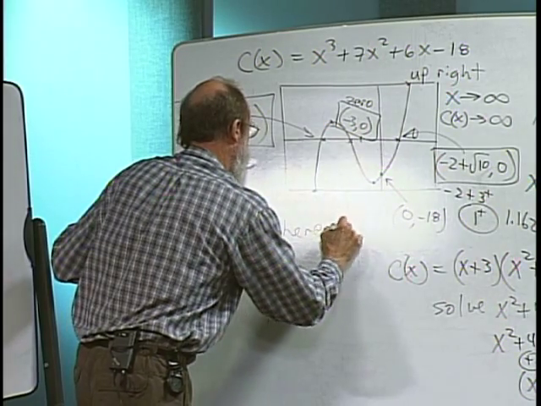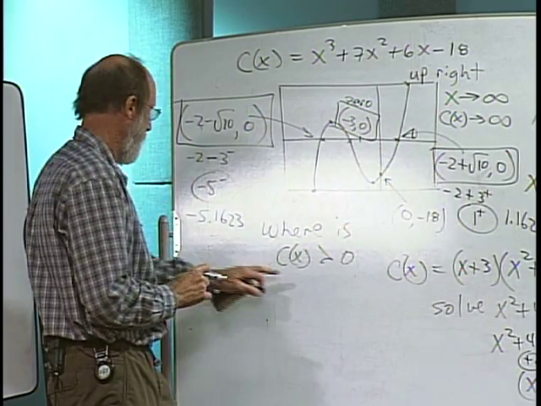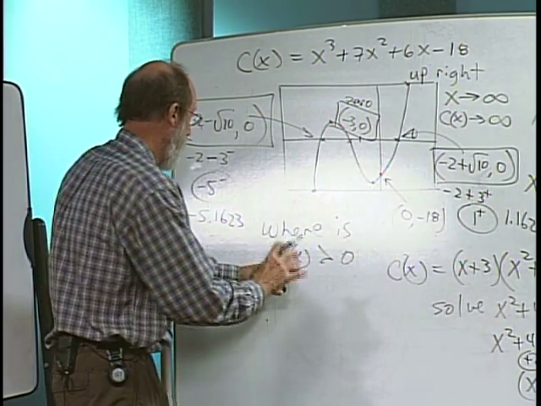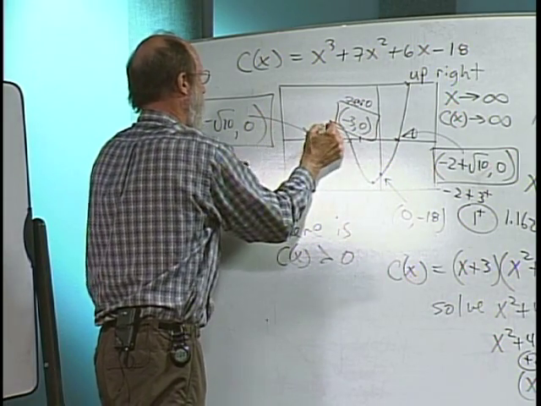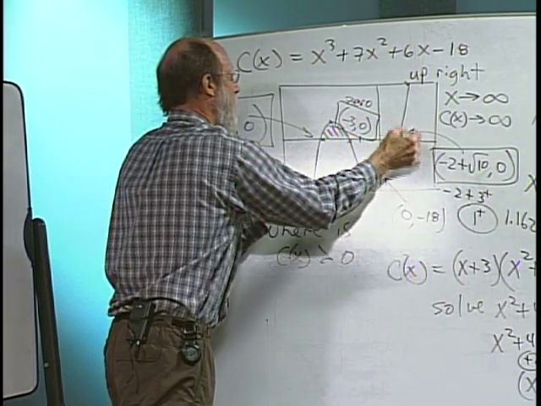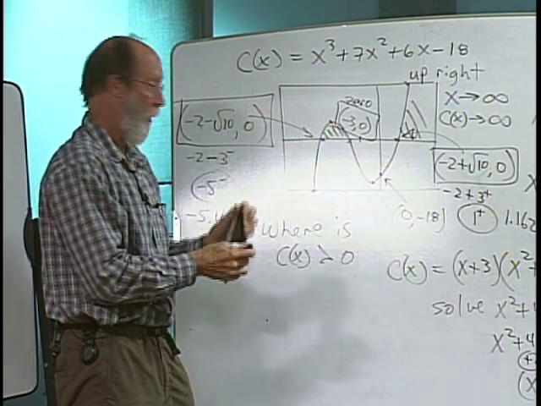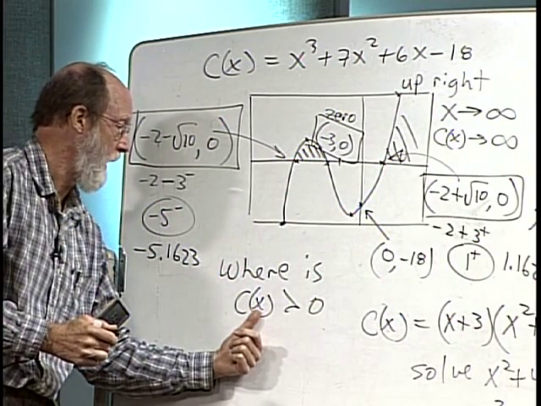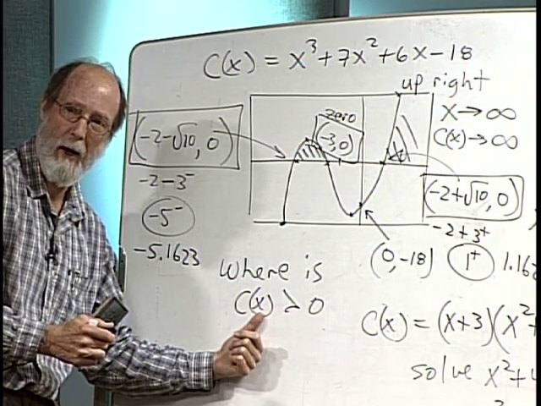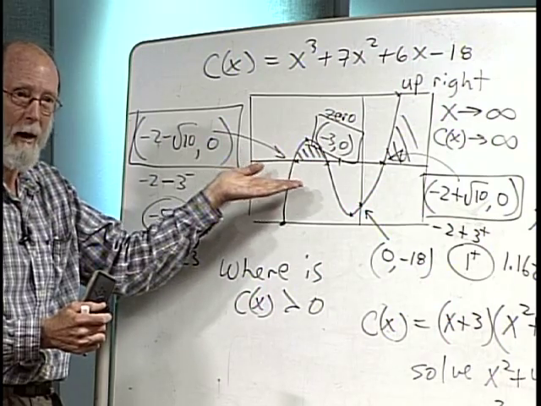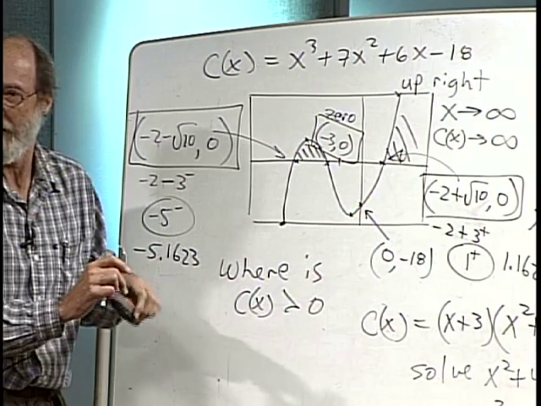Here's the question. Where is c of x greater than 0? Okay? So what we're asking is, where is this graph above the x-axis? In here and out there. See it? So when it says where, we want to specify an interval of x, an interval of x where the y values, the heights, are positive. This is very important, and you've seen previously in homework about it.